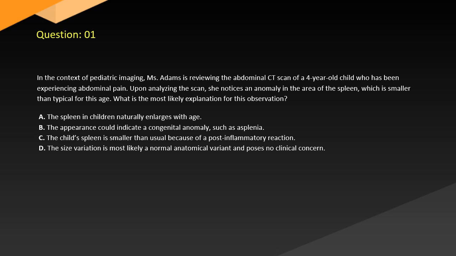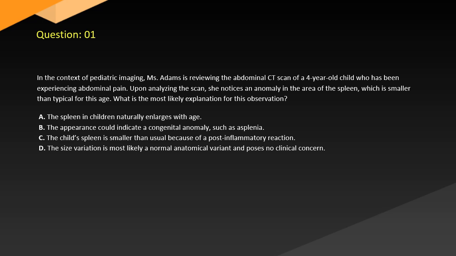Question 1. In the context of pediatric imaging, Ms. Adams is reviewing the abdominal CT scan of a 4-year-old child who has been experiencing abdominal pain. Upon analyzing the scan, she notices an anomaly in the area of the spleen, which is smaller than typical for this age. What is the most likely explanation for this observation?